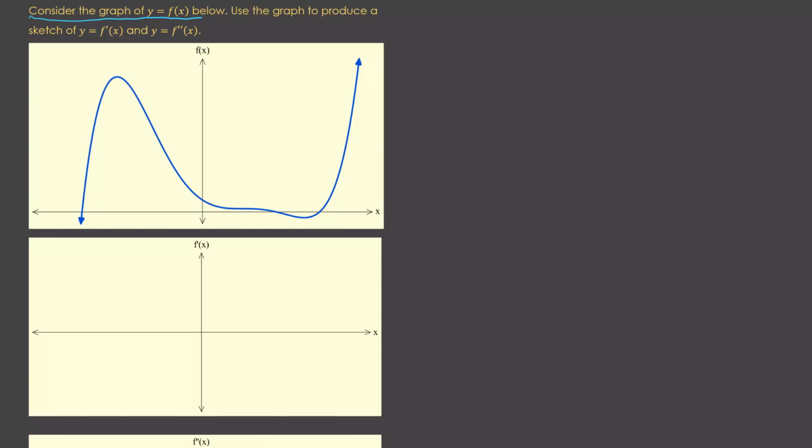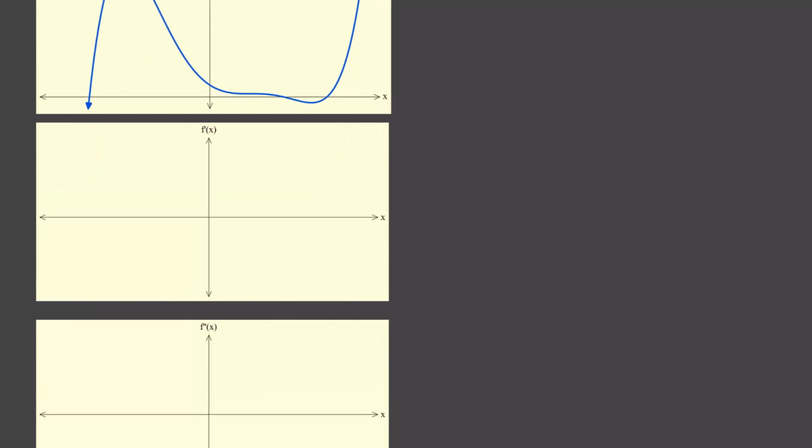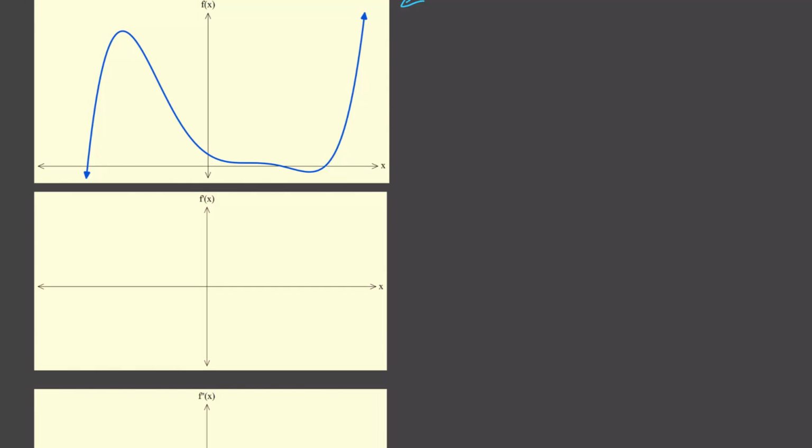Consider the graph of y equals f of x below, that's this one here. Use the graph to produce a sketch of y equals f dashed of x and y equals f double dashed of x. So, this one is f of x, this one is f dashed x, which is the gradient function dy dx.